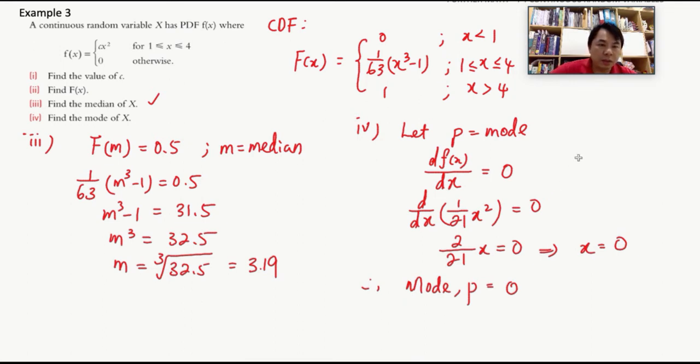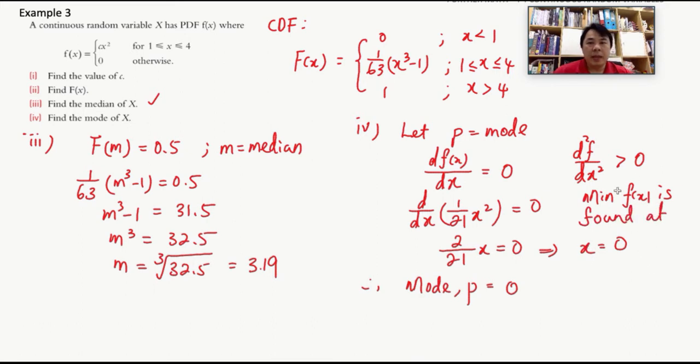If you perform the second derivative here, you find that this is actually greater than 0. Then this value of x is the minimum value. So the minimum of f(x) is found at x equals 0. So this is a minimum. It does not satisfy the definition of mode.